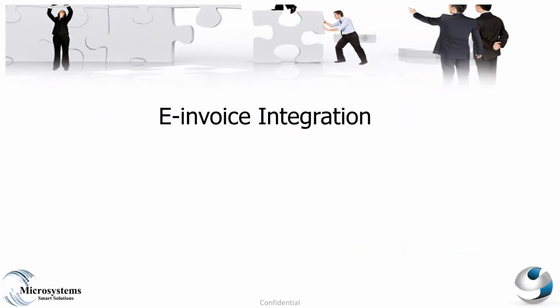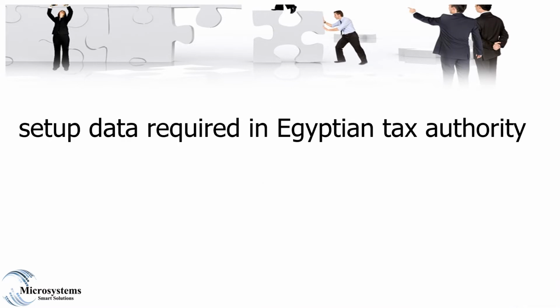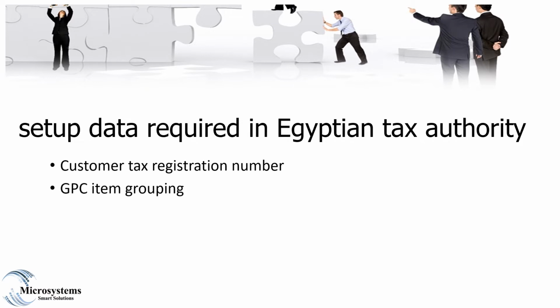Now, e-invoice integration flow. The end-to-end e-invoicing solution meets all of the Egyptian Tax Authority requirements, including a digital signature. Now, we need to know what is the setup data required in the Egyptian Tax Authority. It's Customer Tax Registration Number, GPC item grouping, and item code.